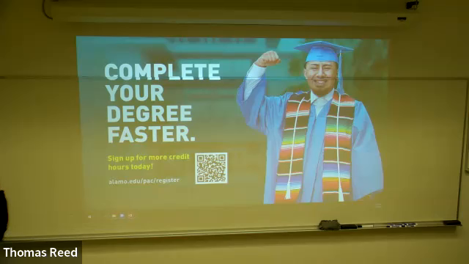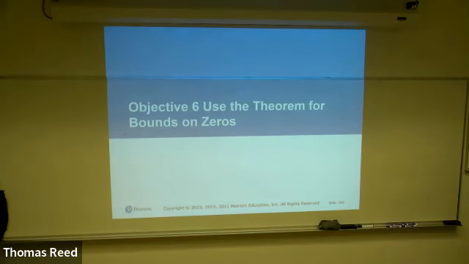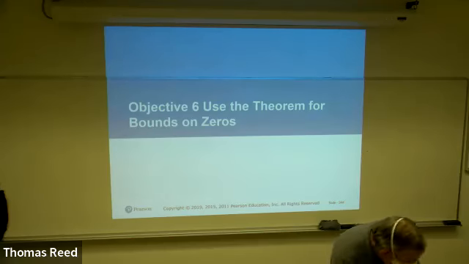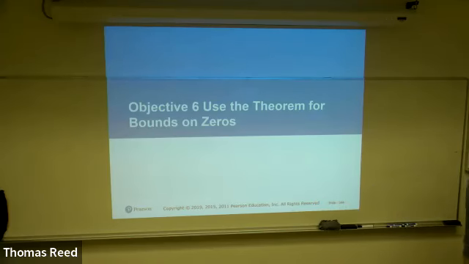Oh, the bounds. I don't test over this, but I'm going to go over it real quick. The bounds for your zeros. You have a lower bound and an upper bound for your zeros. And there's a way to find those. Sometimes the bound is one of the zeros. Sometimes it is not.